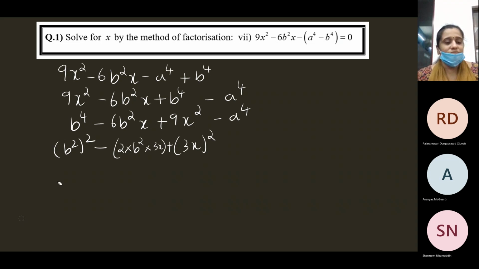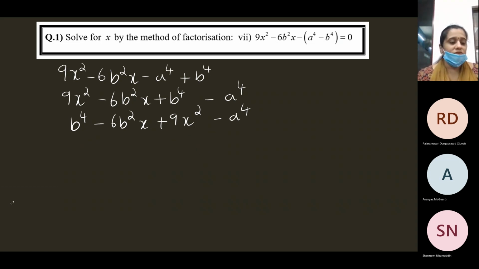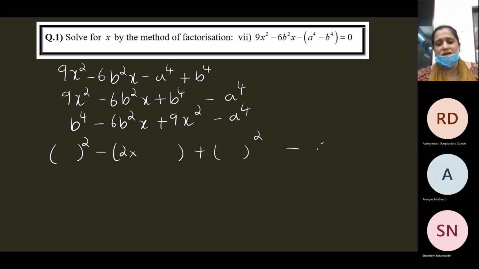Let me write this one again. See here, this one is something the whole square minus 2 into something plus something the whole square minus a to the power 4. Now what is it here? B square, correct? What is it here? 3x the whole square. So here we'll have to fill 2ab, 2 into, this is a, correct? And this is b, correct?